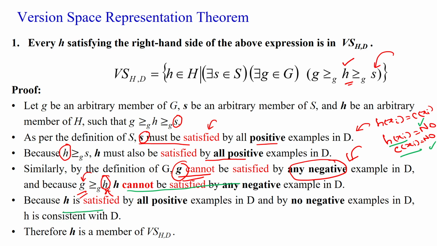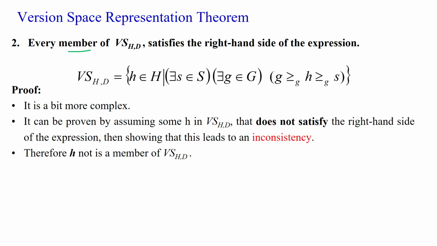Then h is satisfied by all the positive samples and it is not satisfying the negative samples. Then we can say h is consistent. So if it is consistent, we can add that random hypothesis into the version space with respect to the given hypothesis space H and data set D. Like that, we can prove this vice versa. Here, if you show that the selected hypothesis h is not satisfying the given condition, then we can say that the given random hypothesis is inconsistent.